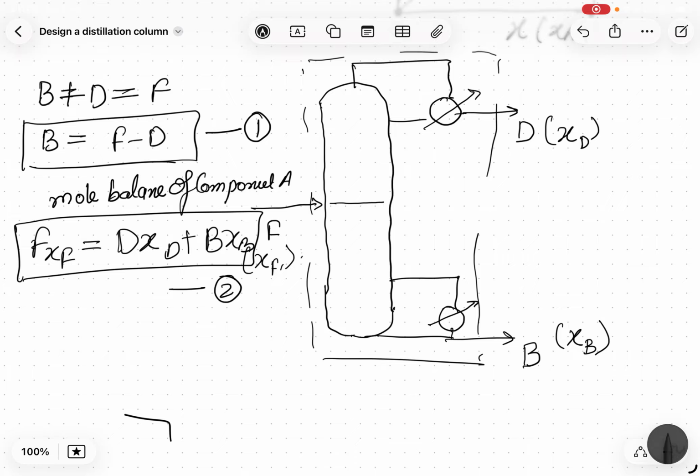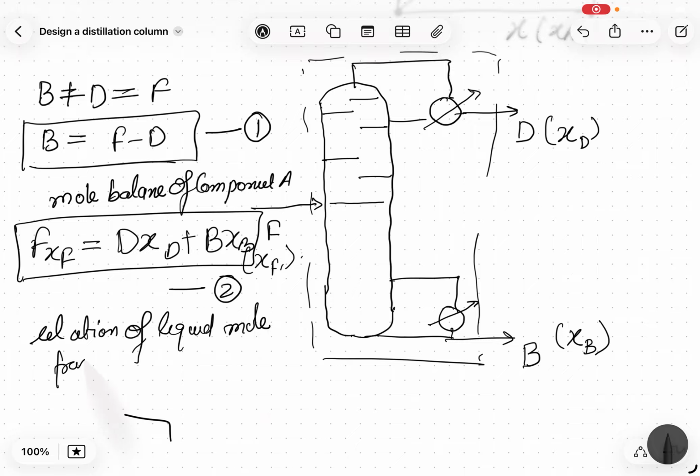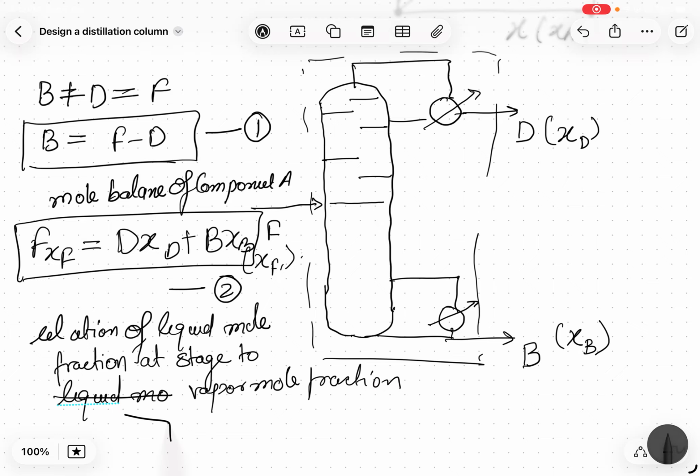In that scenario, I need to find the operating equation that the vapor and the liquid flowing through the column will follow when they pass through the column, how the mole fraction in the liquid state will relate to the mole fraction in the vapor state. That is what I want to know, and the relation of liquid mole fraction at a stage to vapor mole fraction at a stage is called the operating line. So please be with me.